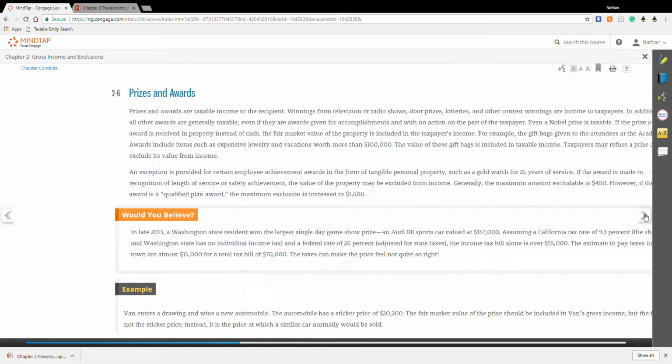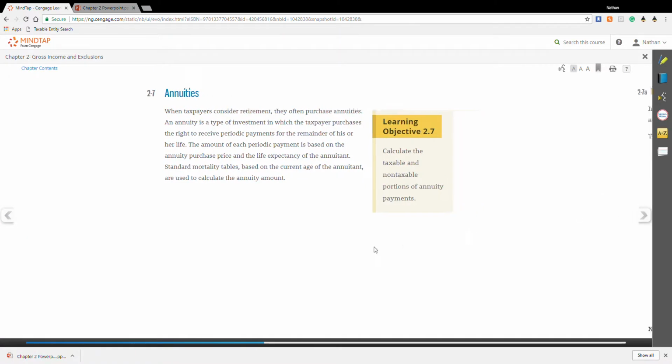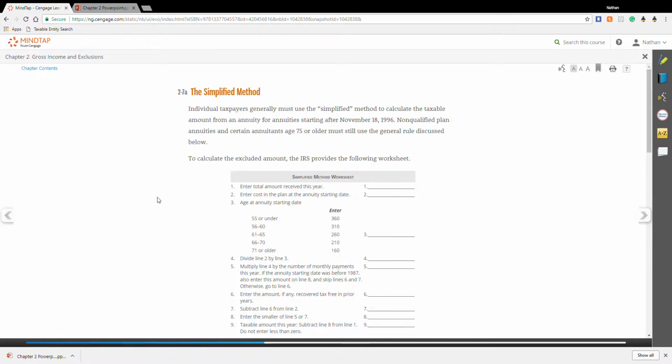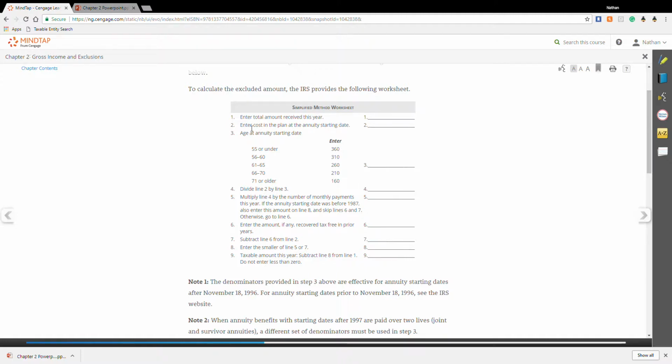So, annuities. Here's our annuities, and then here's the worksheet. Again, here's the simplified method. We enter the total amount of cost received this year, enter the cost of the plan at the annuity starting date, and the age at annuity starting date. Here's the amount that we have to enter. The line: divide 2 by 3, and so forth and so on. There's a lot that goes into these.